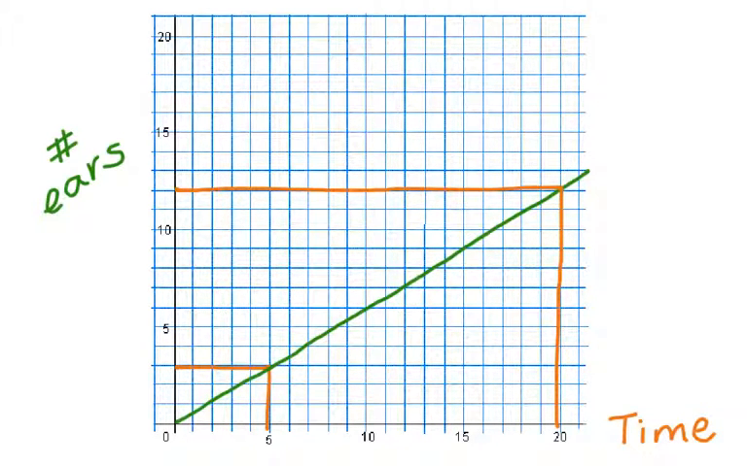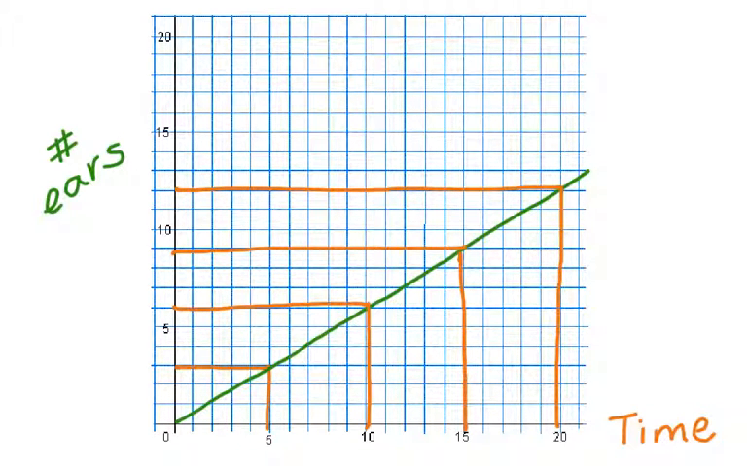Let's go to 6, and we go right across, and we go down. That would take 10 minutes. How many ears of corn in 15 minutes? Let's go from the minutes this time up to where it intersects, and then we're going to go all the way across, and that would be 9 ears of corn.